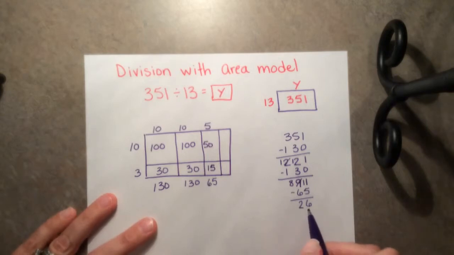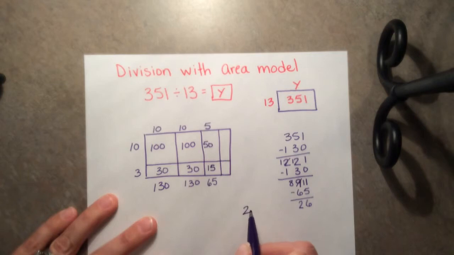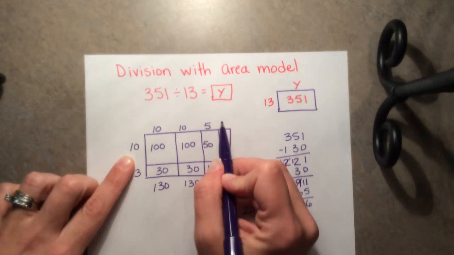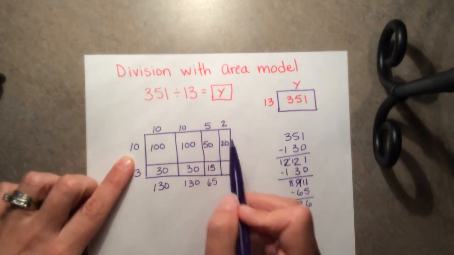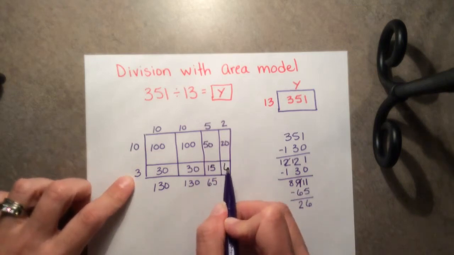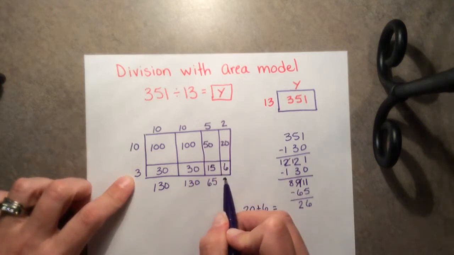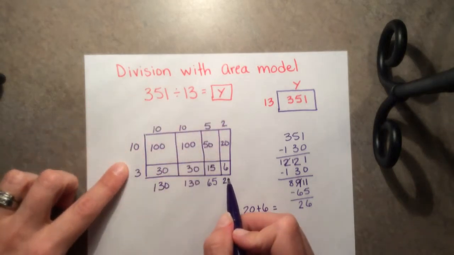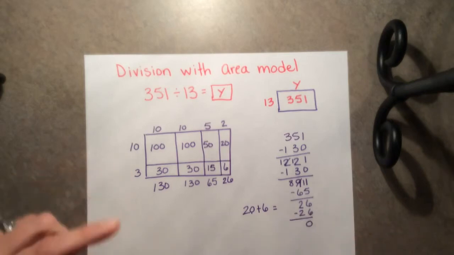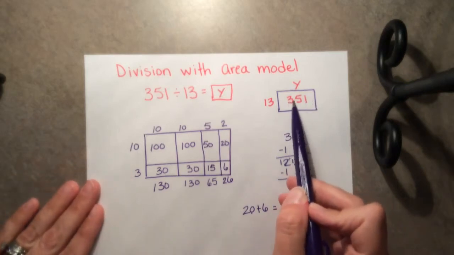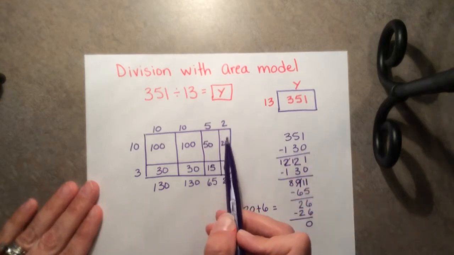This is where, if students are flexible with number, they could see that 20 and 6 make up 26, and that 10 times 2 is 20, and 2 times 3 gives them 6, or 2 times 13 is 26. So now they have used up their space of 351 little blocks.